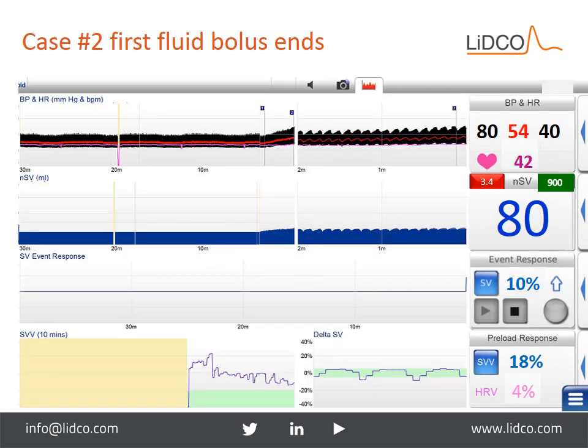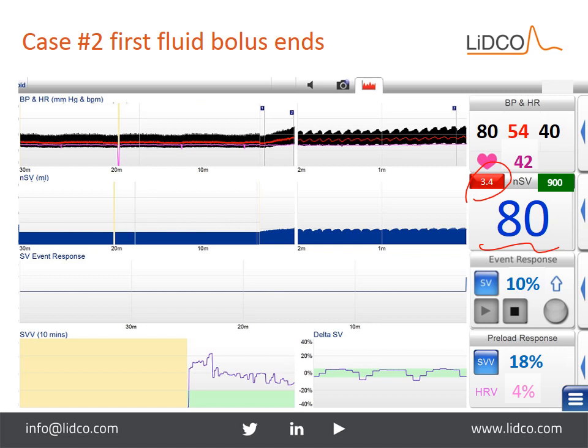So at the end of his first bolus, you can see here that his heart rate has come up a little bit to 42. His MAP is still 54. His cardiac index is 3.4 with a stroke volume of 80. So we've got slight improvement, but not really a whole lot.